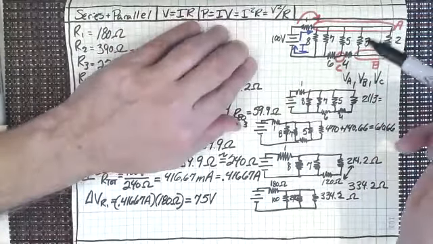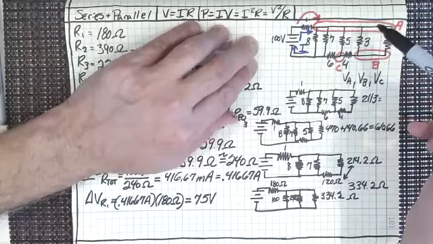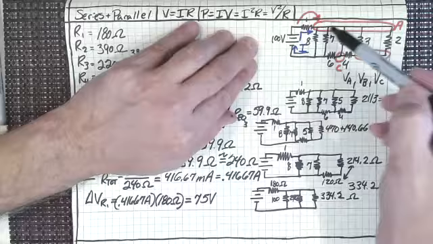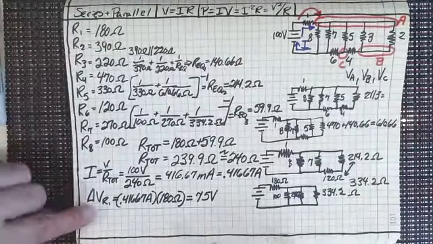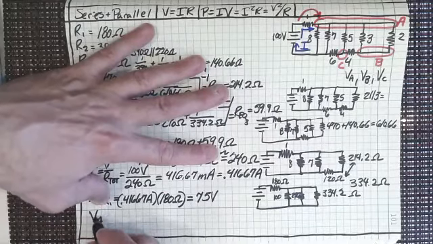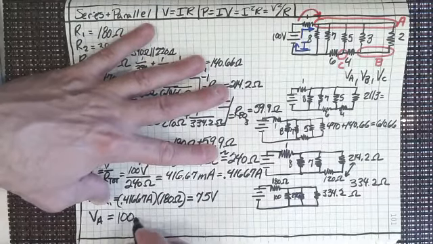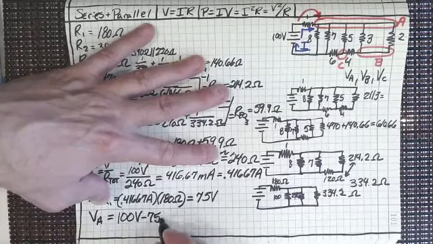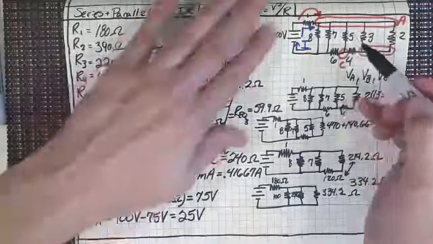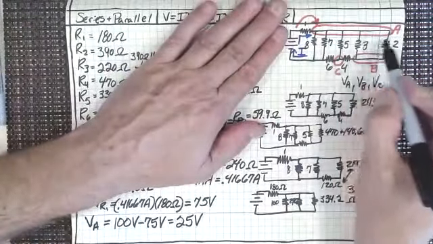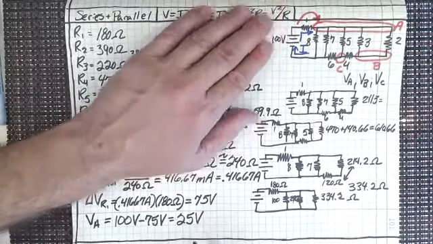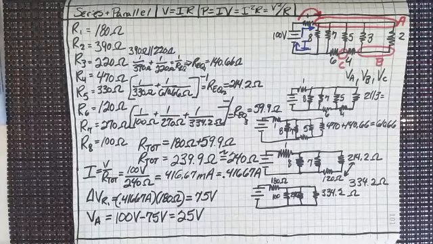And so what you can see is a lot of the current, I'm thinking, is going to be flowing down through here. So this spot right there, the voltage drop is 75 volts. So we could say that the voltage at A is going to be 100 volts minus 75 volts, or 25 volts. And so there's this whole bar up here that we've now put together. All that node is actually at 25 volts, right? Does everyone see that?